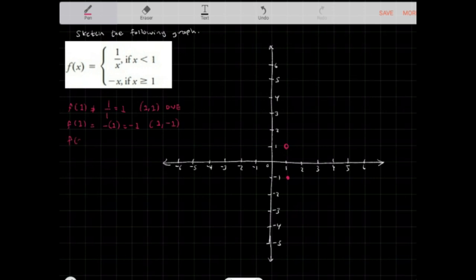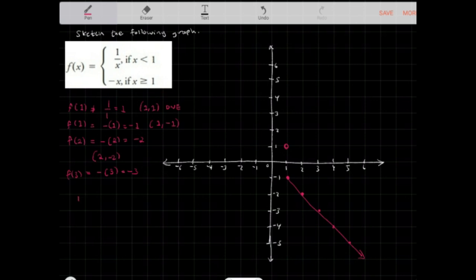So f of 2 here will look like negative x. I'm going to plug in 2 for x, and you get negative 2, right? So (2, -2) will look like that. And so forth. Like f of 3 here is basically negative, and you plug in 3 into the equation, you get negative 3. And so we'll just keep going like that. So you can see that there's a linear function being created down here, and it's going to keep going straight down, right?